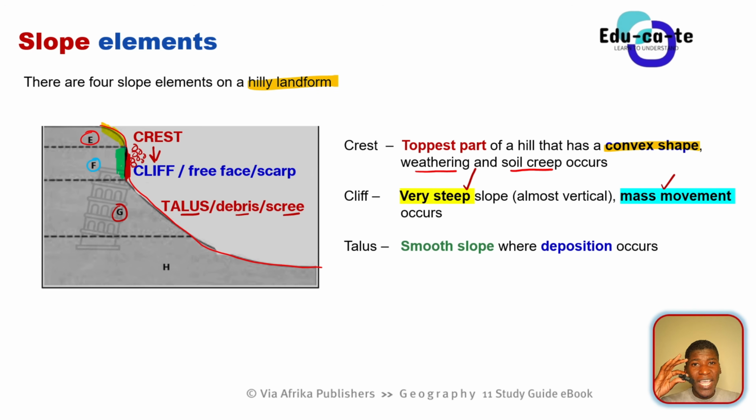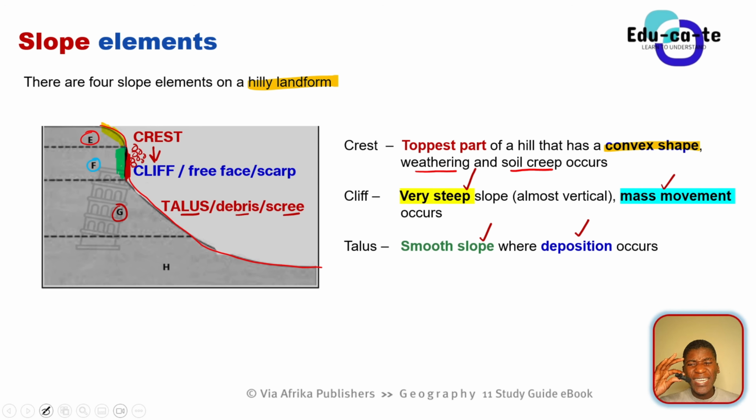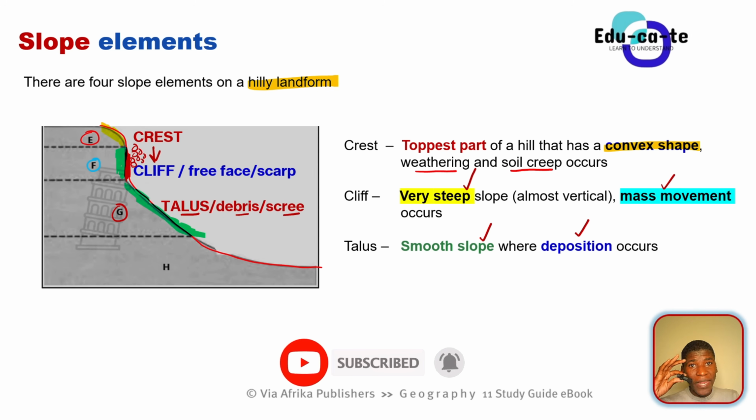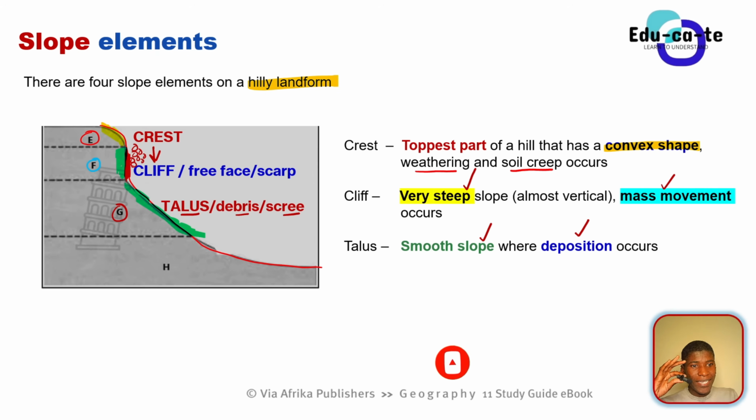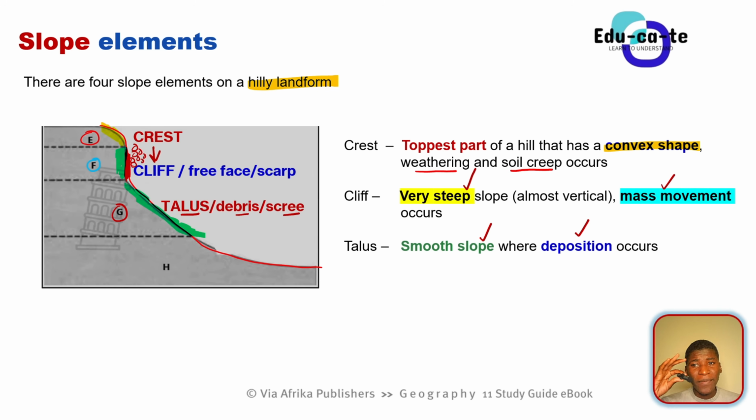It is very smooth. When you say that it is smooth, it simply means that it is not made up of so many rocks. And on this smooth slope, the main geomorphological process occurring is deposition. You can see that the talus slope is not that steep. It's kind of gentle. The fact that it is gentle makes it a good place for the rocks to be deposited. What is deposition in the first place? Remember that the rocks have been weathered on top of the mountain at the crest.